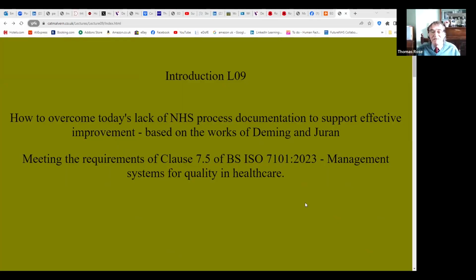And today I'm going to talk about how to overcome today's lack of NHS process documentation to support improvement. The work that I've put together here is based predominantly on Juran's and Deming's teaching, and it also meets the requirements of clause 7.5 of the new British and international standard for quality management in healthcare. And this clause is the one that talks about documentation.